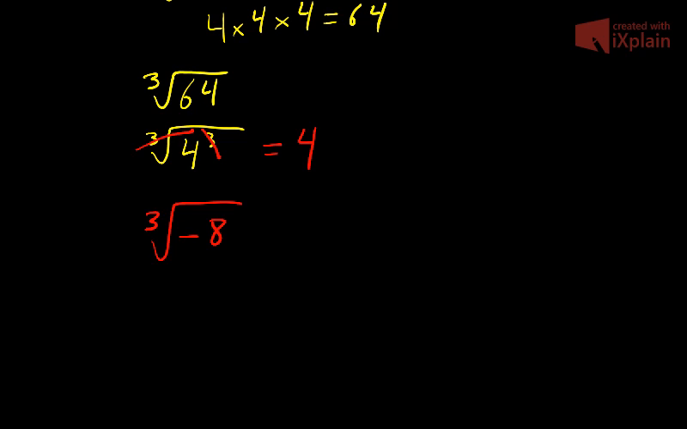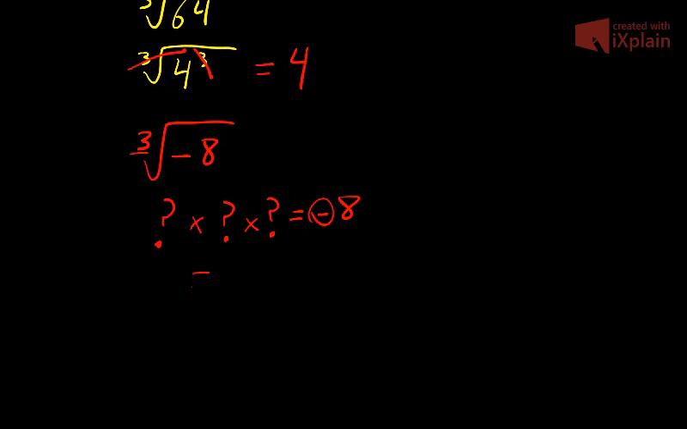So we're asking ourselves what times itself is negative 8. So we have something times something times something equals negative 8. And for these odd numbers, if we end up with a negative, we're going to have a negative number. So 3 is an odd number, so if we end with a negative, we're going to have to start with a negative 2. And above that, we're asking what times itself is 8. So we have something times something times something is 8. And that's going to be 2, because 2 times 2 times 2 is 8.